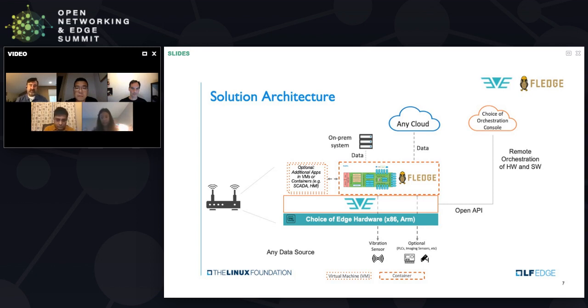You can have any type of orchestration console to help you pass new code down to Eve, and it allows you to choose the type of devices that you are using. Usually it's whatever is currently there and has been used in the past. So that's how we bring in Fledge and Eve. We combine them into one blueprint.